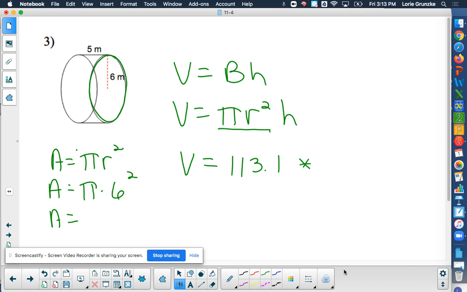My height is the distance between my bases, that's a 5. You should be able to get that answer, multiply the 2, get the appropriate label on the end. Finish that up.